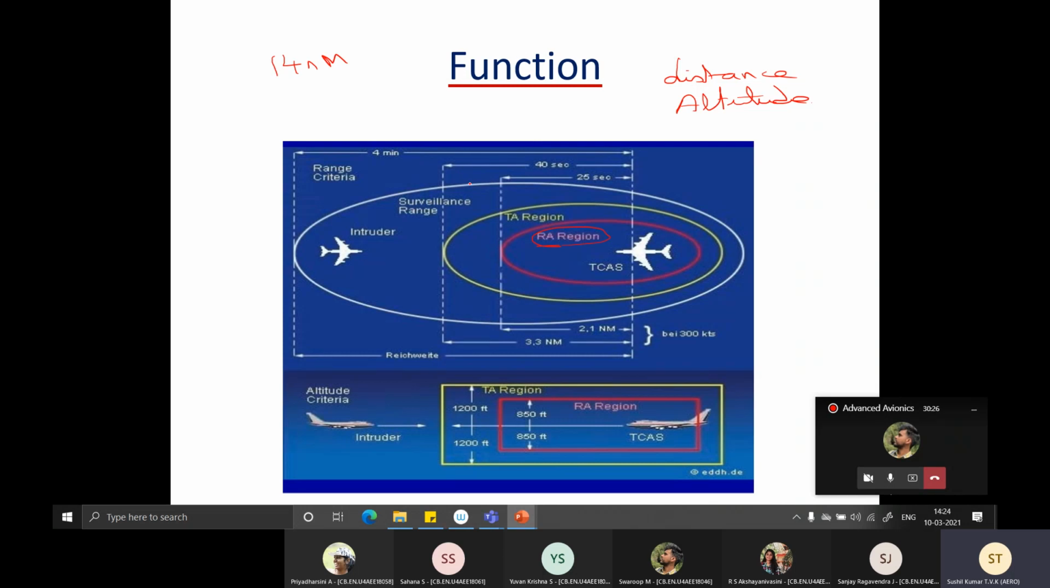But up to, I think, 14 nautical miles, all aircraft are tracked by the TCAS aircraft, and if any intruder comes into that area, then a traffic advisory is given. So you have a resolution advisory and a traffic advisory in azimuth. In altitude, I think it is 700 feet nowadays. Any intruder aircraft above or below 700 feet, then a resolution advisory is given so that you can take evasive action.